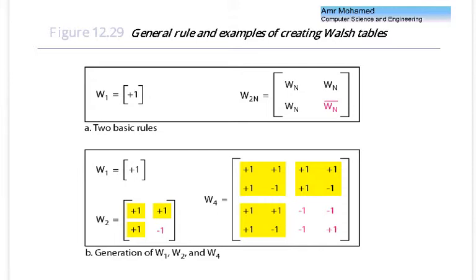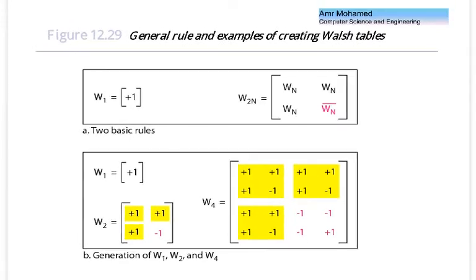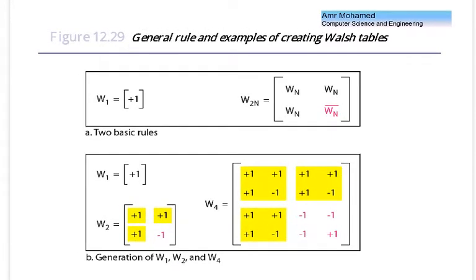Then for any other W, you take the same W and put it in three quadrants like this, and then the last one will be the complement, which means that it's multiplied by minus 1. As simple as that. So this is the rule. This is the mechanism. If you do that, then the multiplication of any two rows in this table will always be 0, and the multiplication of a row by itself will be maximum.